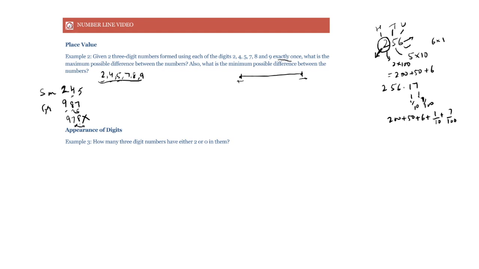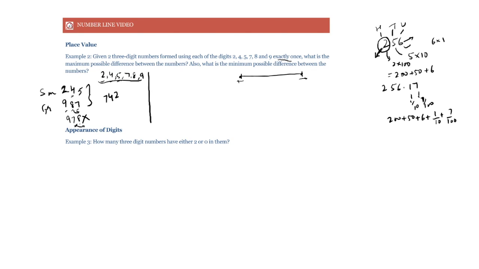So now we can just find the difference between these two numbers, and we get the maximum possible difference, which is 7, 4, and 2. 742 is the difference between these two. All right. Now, what is the minimum possible difference between the two numbers?